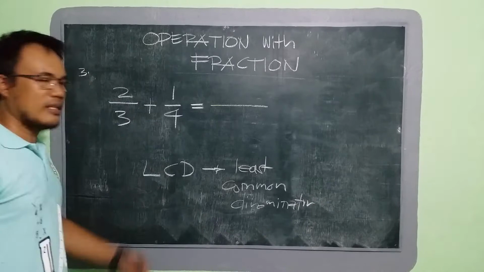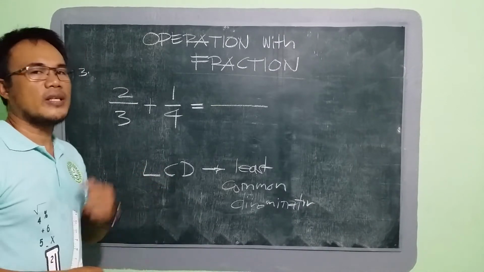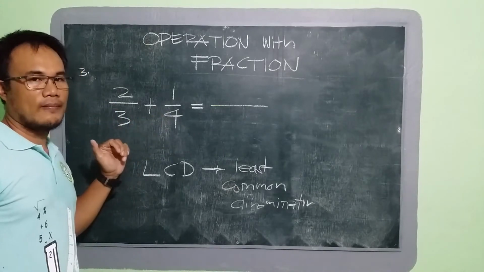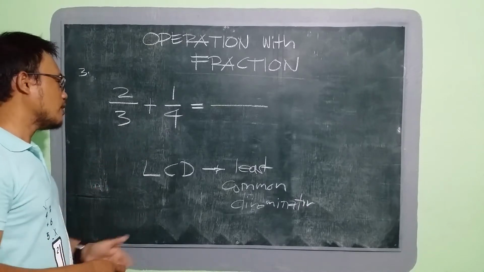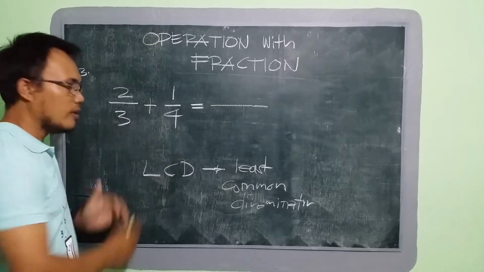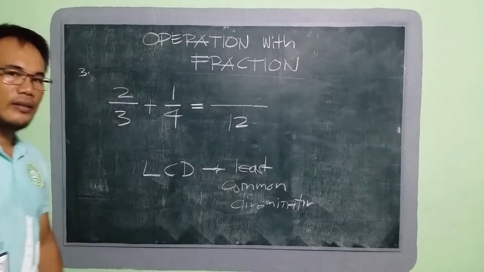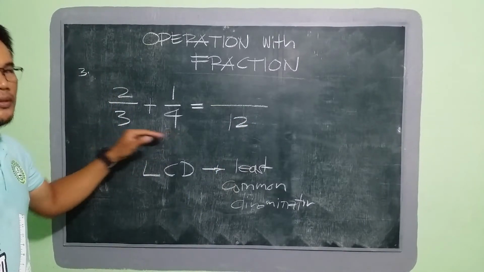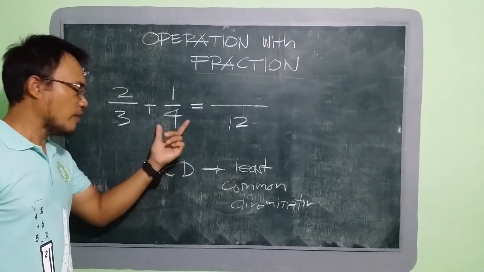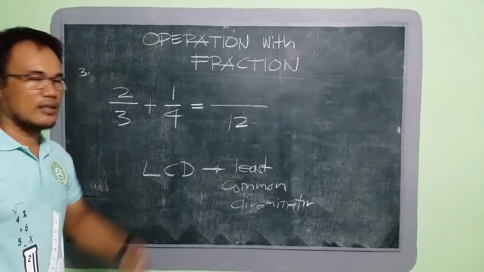So what do we mean by LCD? LCD is the smallest possible number that can be divided by the denominators of the given fractions. So you have to think of a number that can be divided by 4 and can also be divided by 3. So in this example, that number will be 12. Or simply multiply the two denominators. So 12 can be divided by 4, and 12 can also be divided by 3. So that is our LCD.